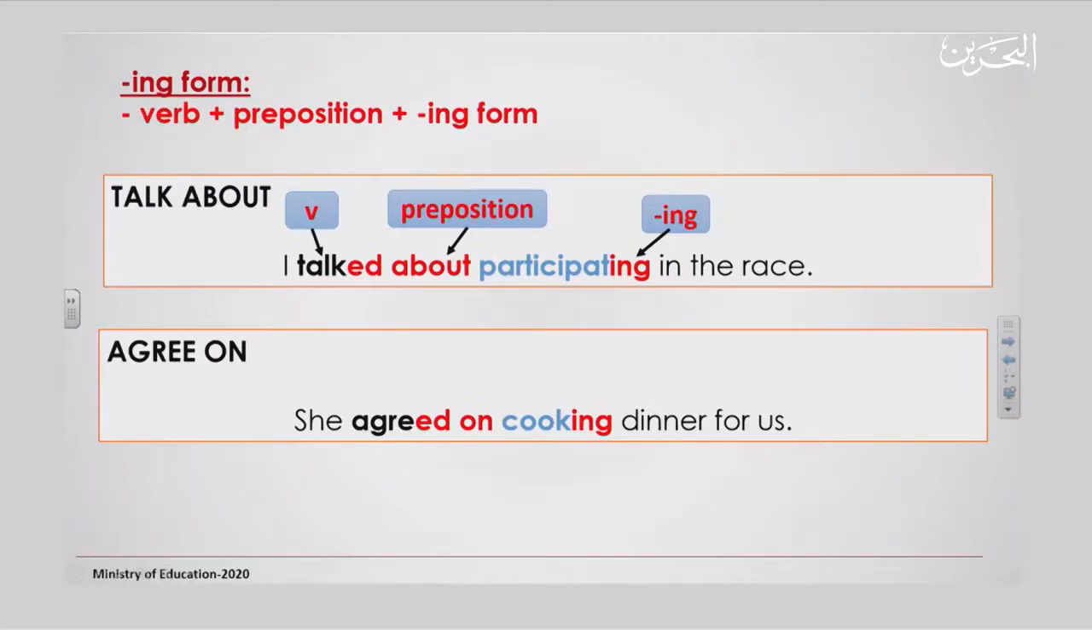Now let's see it in context. She is the subject plus the verb agree, preposition, and then the verb with ing. So the sentence will be, she agreed on cooking dinner for us.